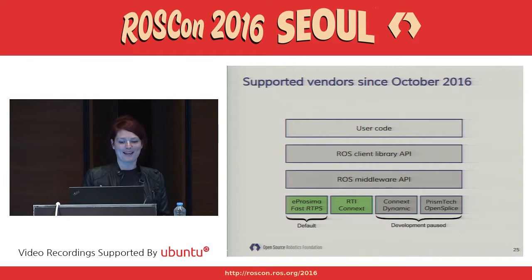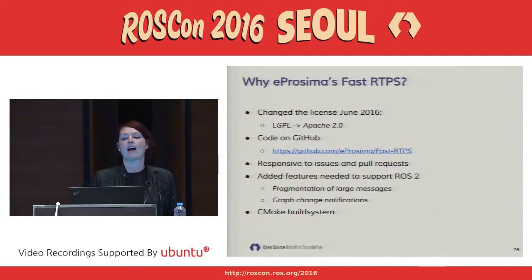If you might be wondering what it is about FastRTPS that we're interested in that would prompt us to add it and then make it our default. So FastRTPS is open source. They've recently changed their license to Apache 2.0, so free and permissive.